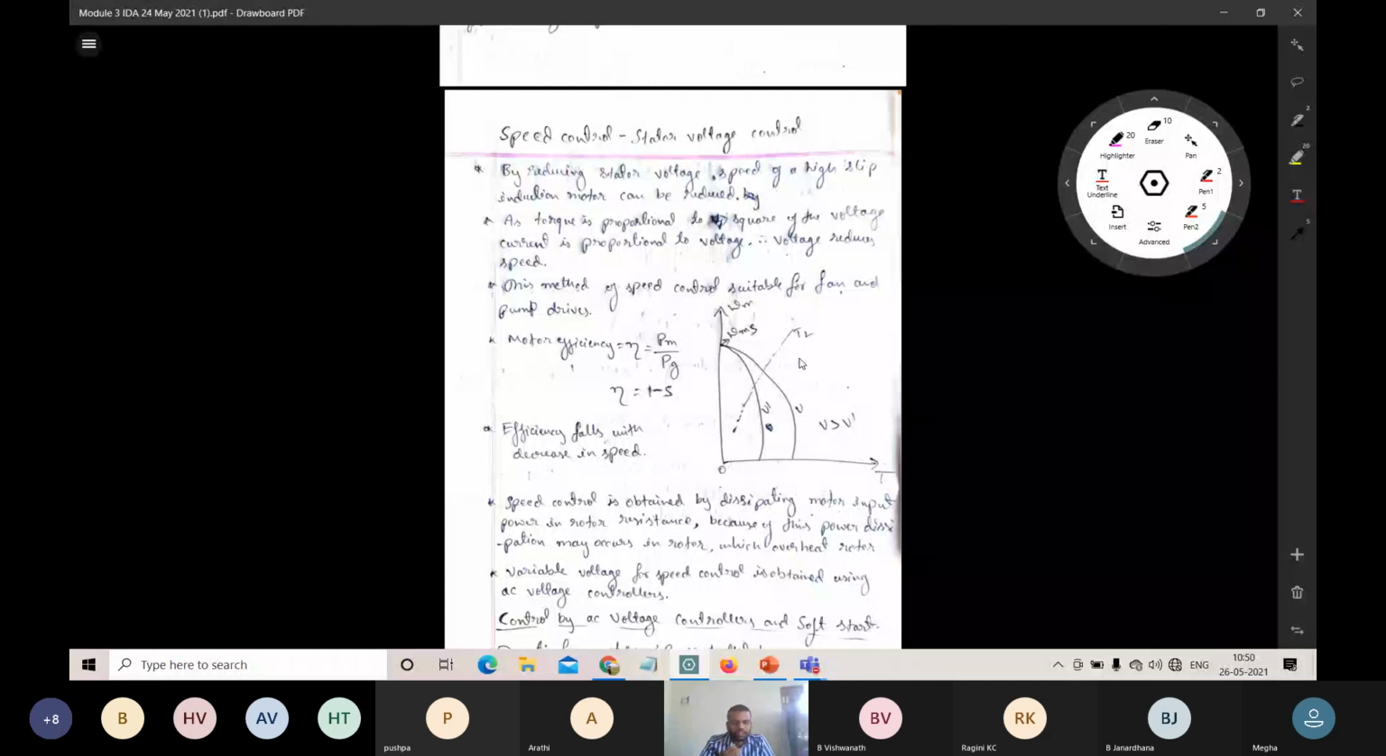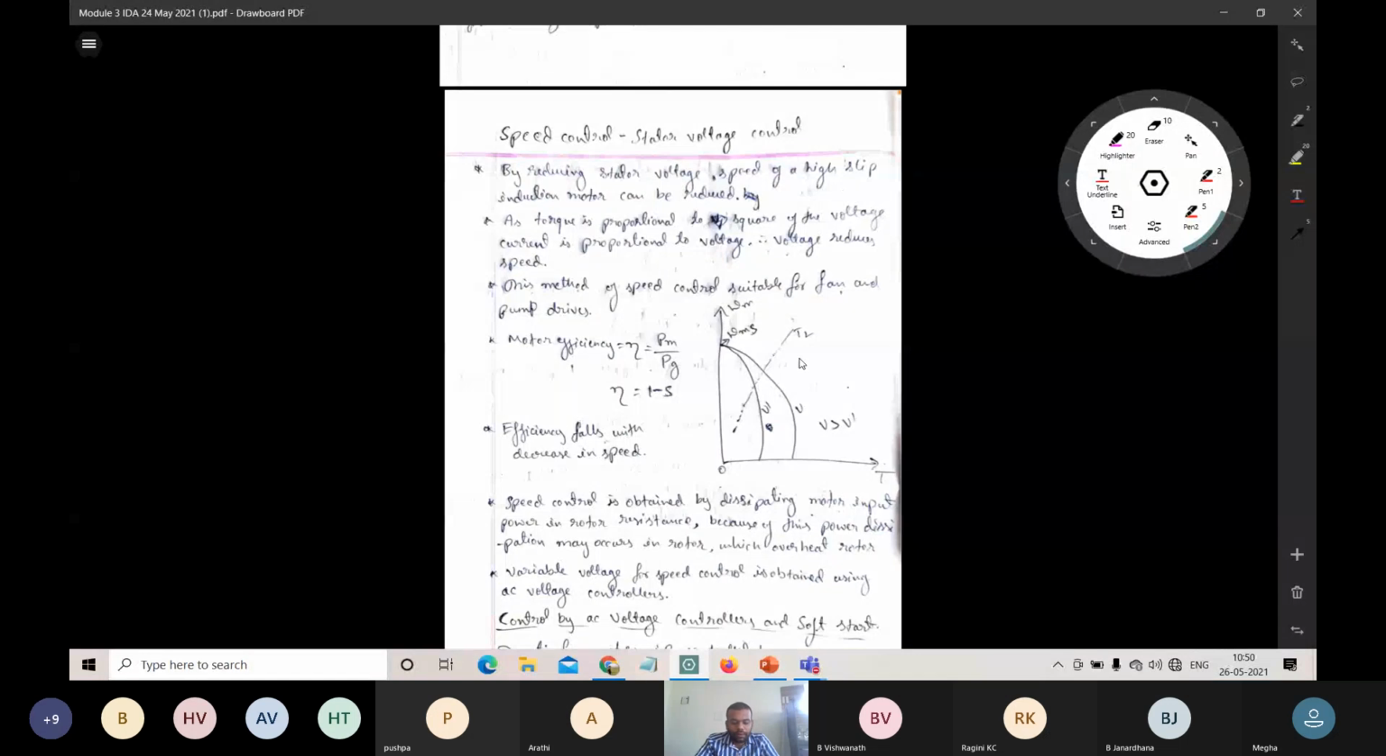There are about 6 types of speed control. The different speed control techniques we can witness in our motor are pole changing, stator voltage control, supply frequency control, eddy current coupling, rotor resistance control, and slip power recovery. These are the different kinds of speed control strategies.